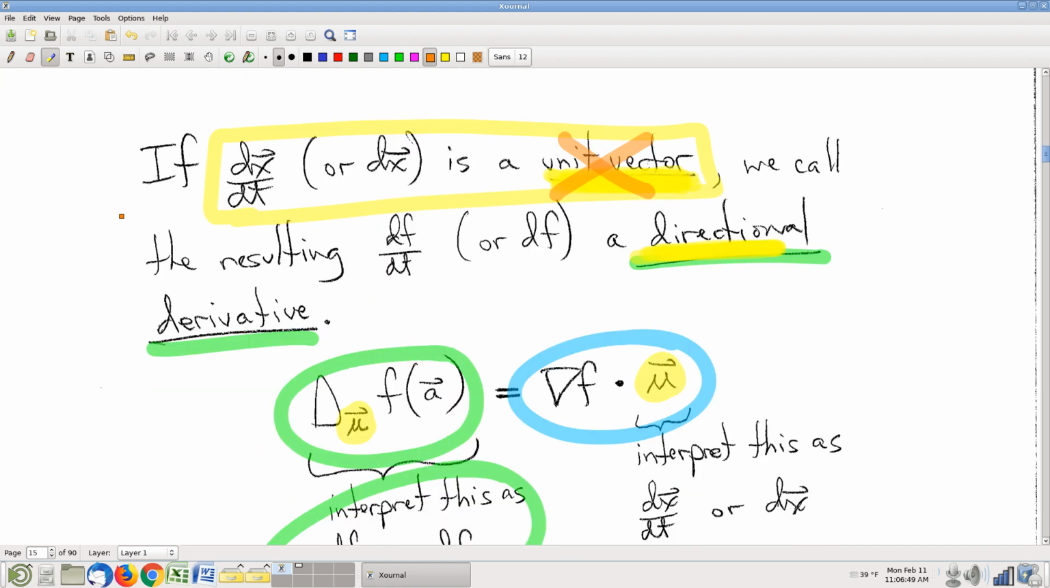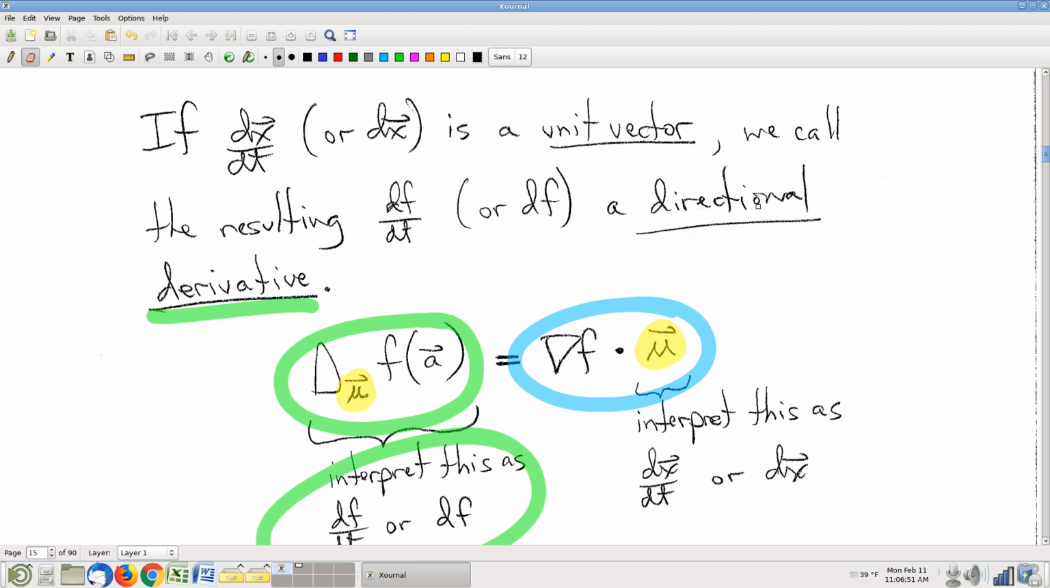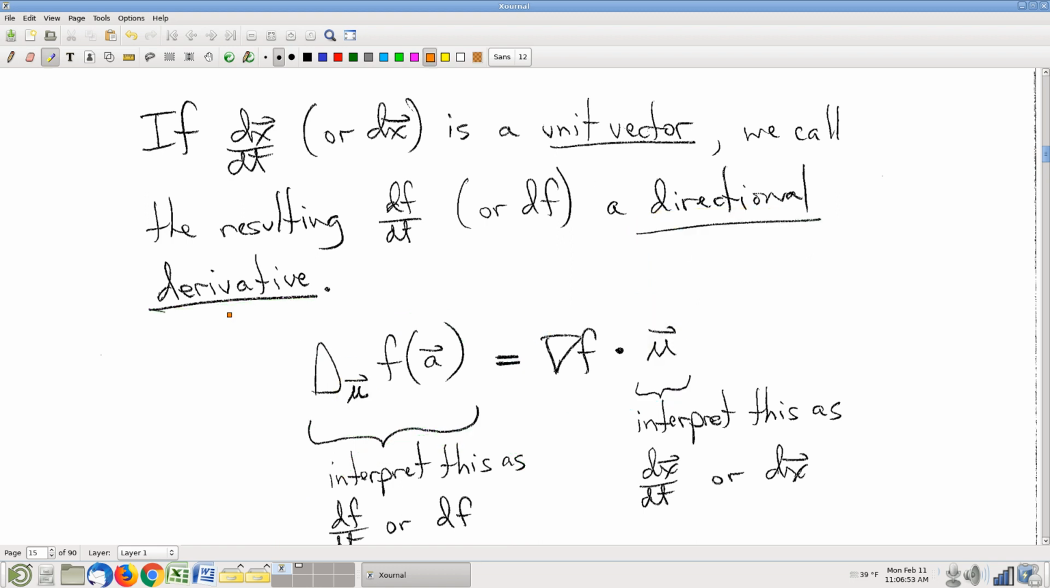Okay, I wish I had more time to talk about that, but I don't. So as far as Math 212 is concerned, this is part of the deal. This input velocity has to be a unit vector if you're going to use the term directional derivative.